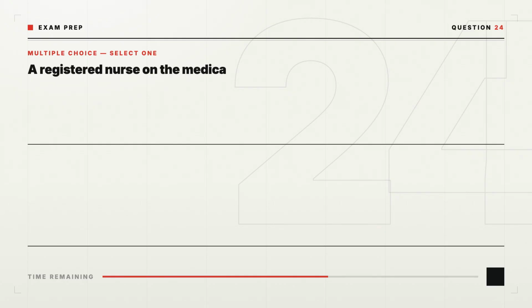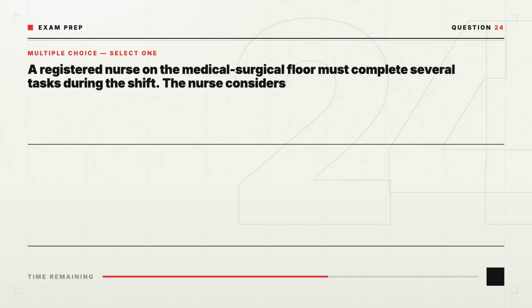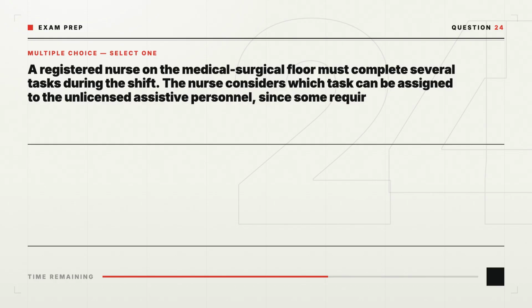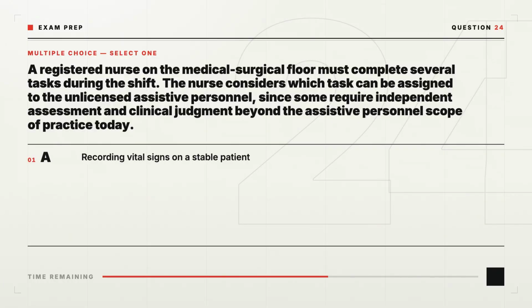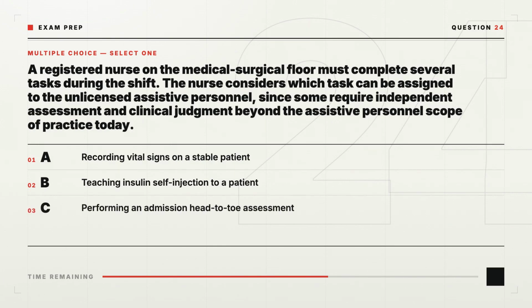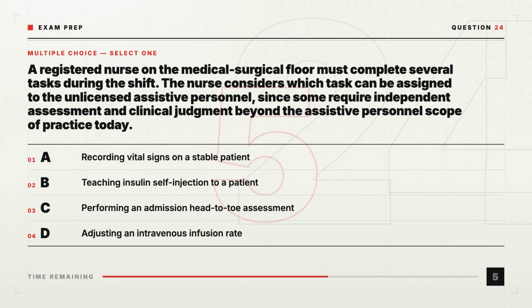Question 24. A registered nurse on the medical surgical floor must complete several tasks during the shift. The nurse considers which task can be assigned to the unlicensed assistive personnel, since some require independent assessment and clinical judgment beyond the assistive personnel scope of practice today. Your options are A. Recording vital signs on a stable patient, B. Teaching insulin self-injection to a patient. C. Performing an admission head-to-toe assessment. D. Adjusting an intravenous infusion rate. Got a guess? Lock it in.